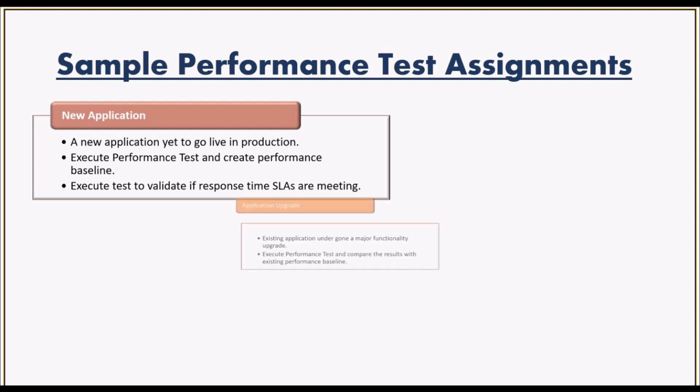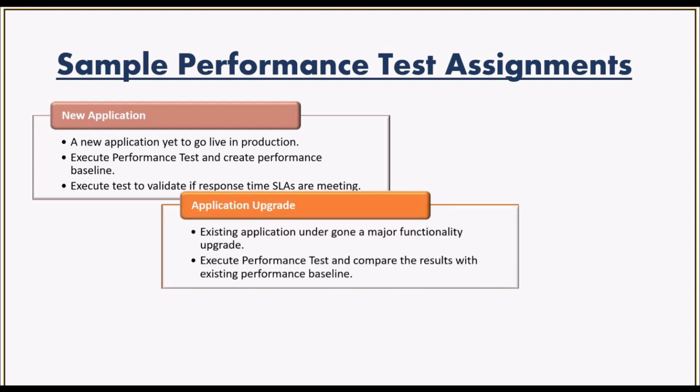Let's see what kind of assignments we get when there is an application upgrade. Client application has undergone a major upgrade. Requirement is to execute a performance test and compare the results with the existing baseline. So this kind of assignment we get when there is an application upgrade.